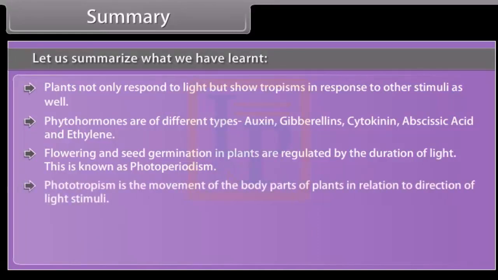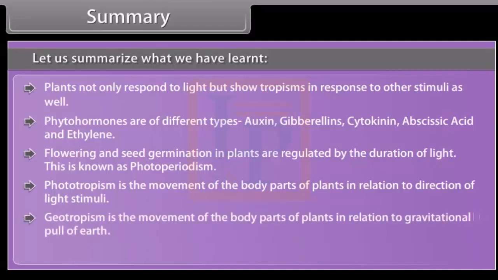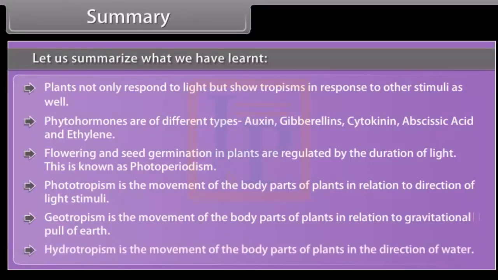Phototropism is the movement of the body parts of plants in relation to direction of light stimuli. Geotropism is the movement of the body parts of plants in relation to gravitational pull of the earth. Hydrotropism is the movement of the body parts of plants in the direction of water.